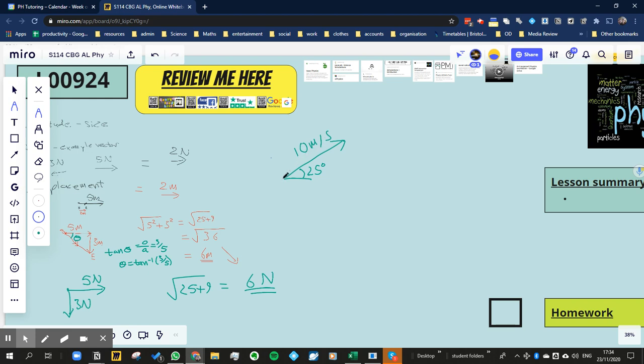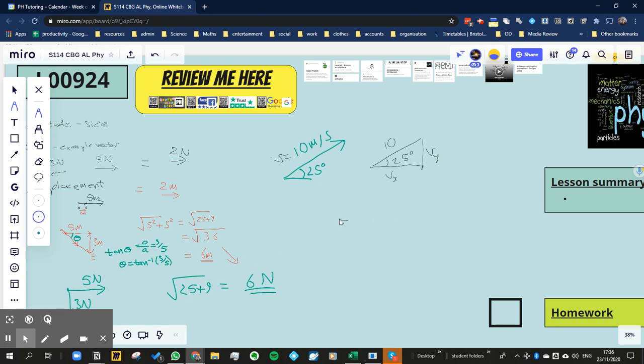So you essentially can imagine drawing it into a triangle like this, where the hypotenuse is 10, the angle is 25, and I want to know what this length here is, which I can call, so let's say the velocity is, so this would be Vx, the x component of the velocity, and this would be Vy, the y component, or vertical component of the velocity. Okay, so how would we work that out?